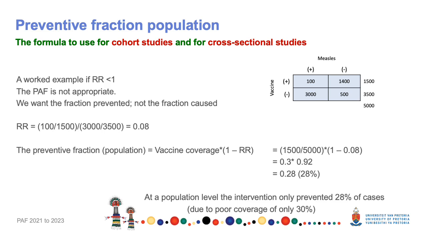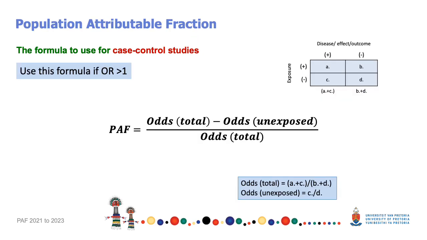So the preventive fraction at a population level is simply the vaccine coverage rate times 1 minus the risk ratio. Very simple formula. The vaccine coverage rate in this example would be 1,500 out of 5,000. And the risk ratio came to 0.08. So we then calculate, and the preventive fraction at population level comes to 0.28. So what that means is at the population level, the measles vaccination is only preventing 28% of cases. This may sound odd, but look, the coverage is very poor in this particular cohort. It's only 30%.